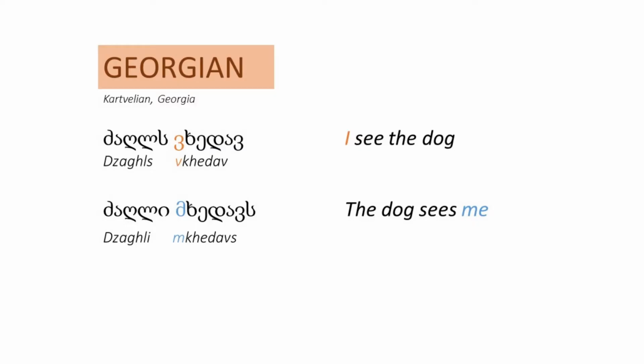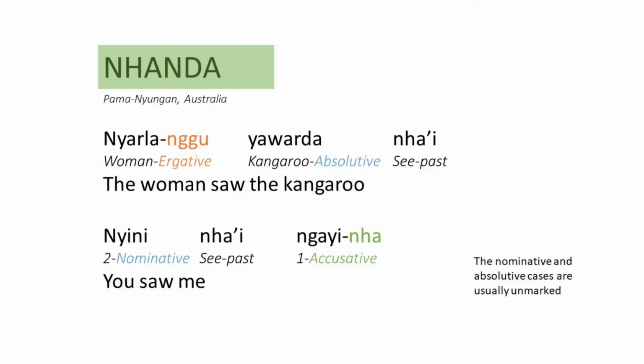In Georgian, verbs take one marker for the agent and a different marker for the patient. Sometimes the sole argument is marked the same as an agent, but in the past tense, and for certain verbs, it's marked the same as a patient. Some Australian languages, like Nanda, use a nominative system for pronouns and an ergative system for regular nouns.